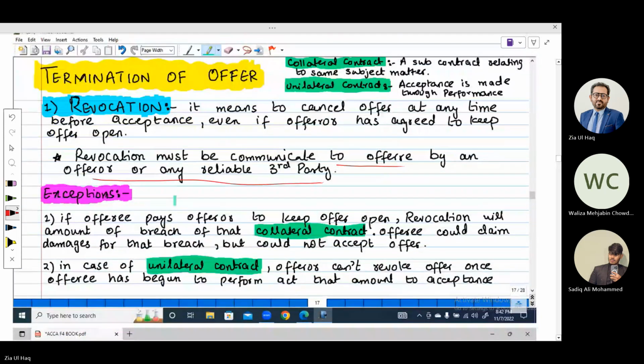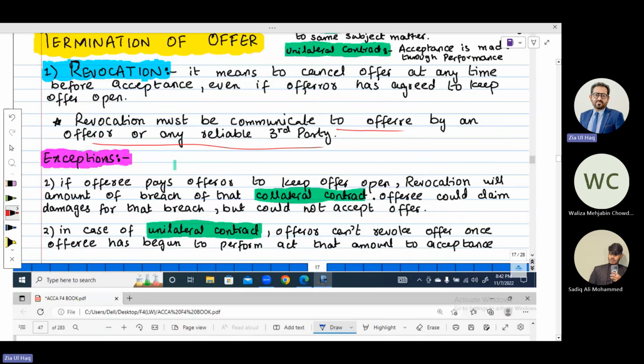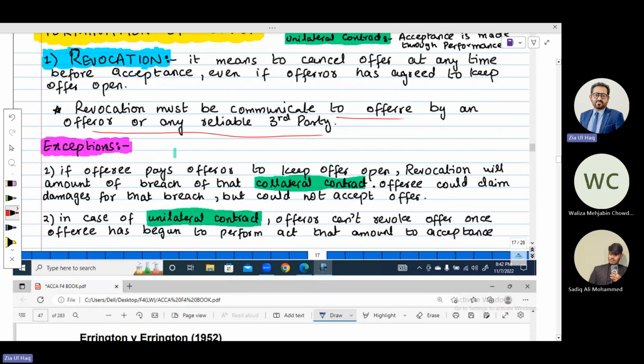So an offer can be revoked by the offerer before acceptance, but it must be communicated to the offeree by the offerer or by any third party. But there are some exceptions. If the offeree pays the offerer to keep the offer open, okay, I am going to pay you. Mr. A offered, I am going to sell my mobile for 1,000.